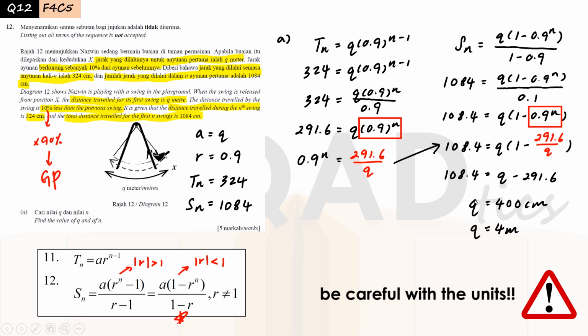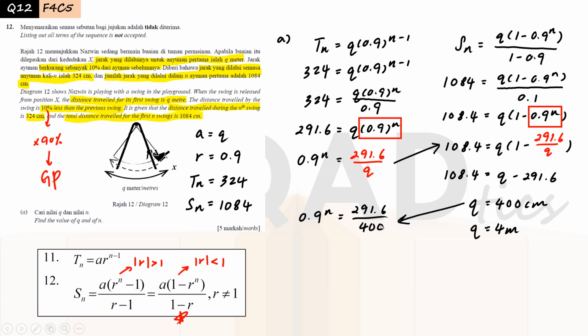Okay, so now finding the value of n, right? This value of q, we cannot use 4 because this Tn, we already used the cm unit. So to substitute the value here, we are going to use the cm version. Alright, so this q will be 400. Okay, so now to find the value of n, we divide these two values. And here, technically, this 0.729 is actually 0.9 to the power of 3.